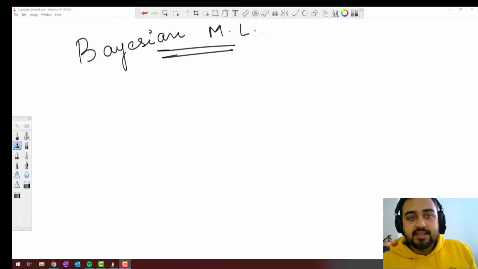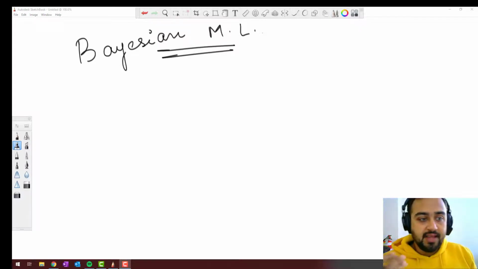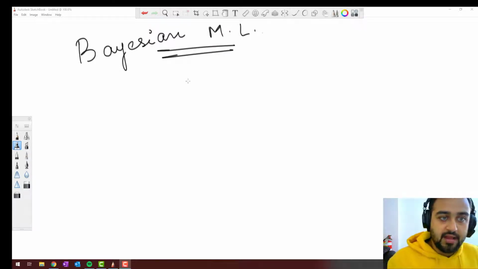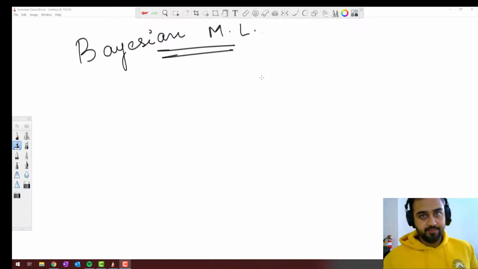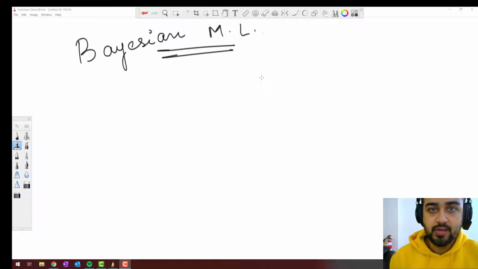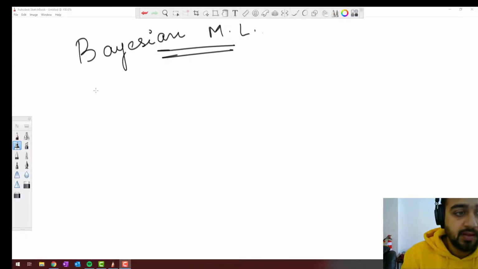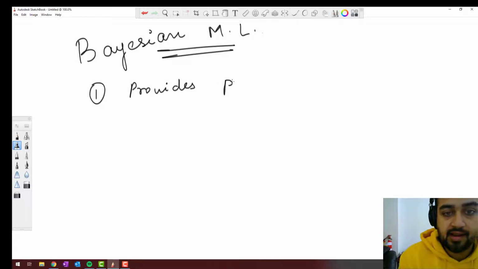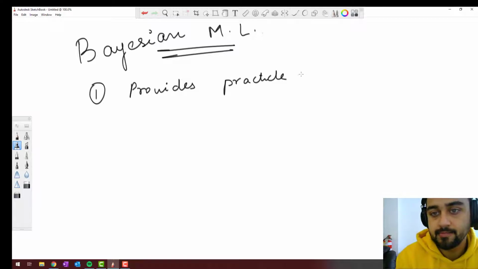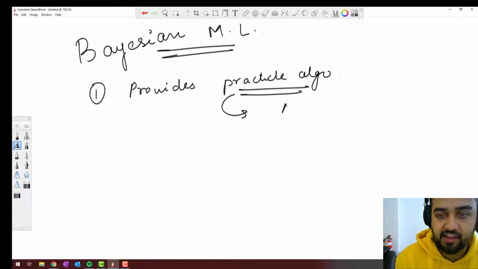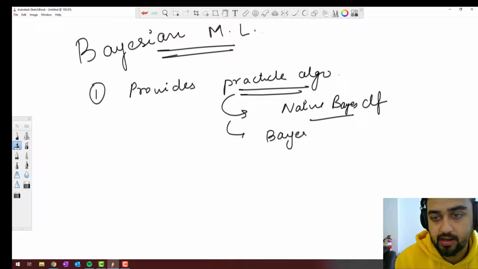So now, as we have discussed what posterior distribution means and how we create decision rules, let's discuss what Bayesian machine learning is. So Bayesian machine learning provides us with two things. Number one, it provides practical algorithms. It provides many such practical algorithms like naive Bayes classification, naive Bayes, right? Then I'd say Bayesian learning, Bayesian network learning.